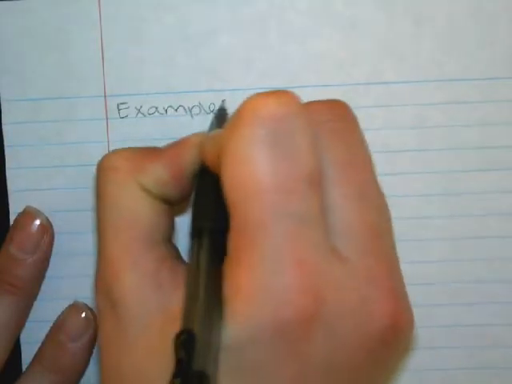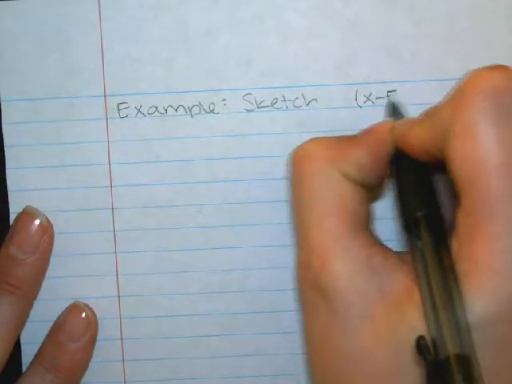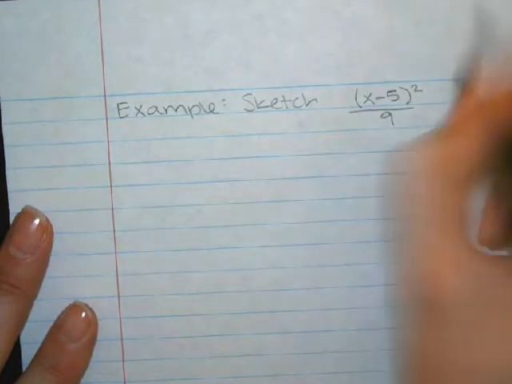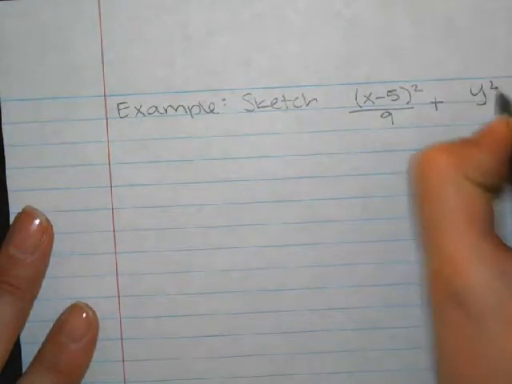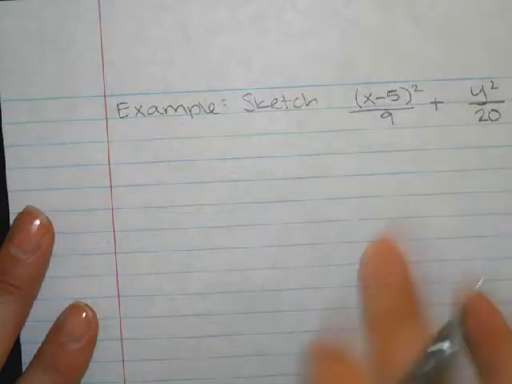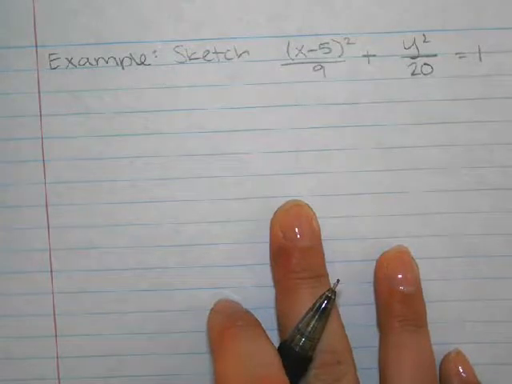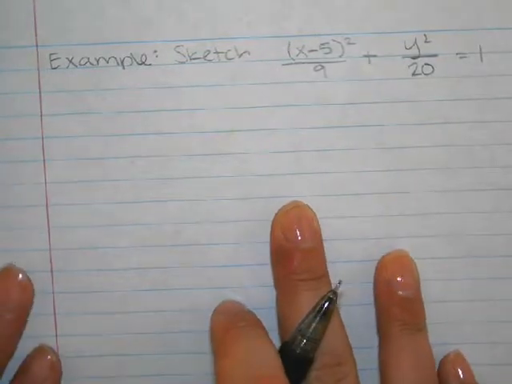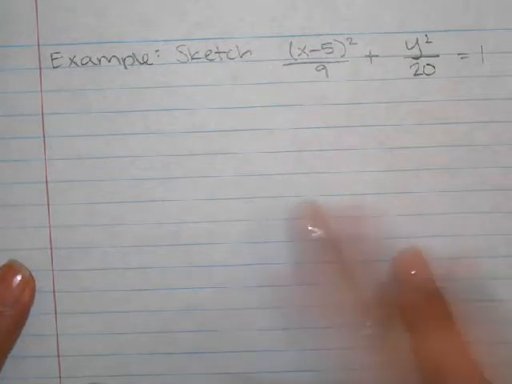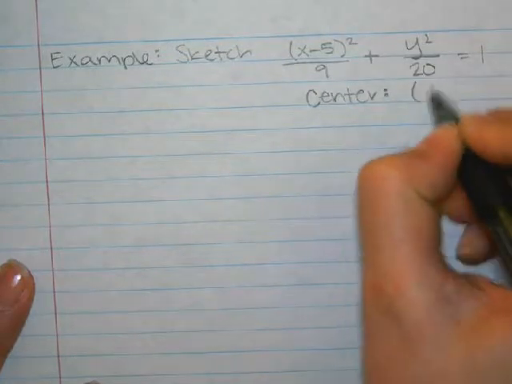So for this one, we're going to sketch x minus 5 squared over 9 plus y squared over 20 equals 1. Okay, so what is the center? Okay, so the center is 5, 0.